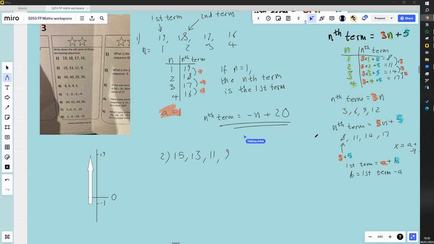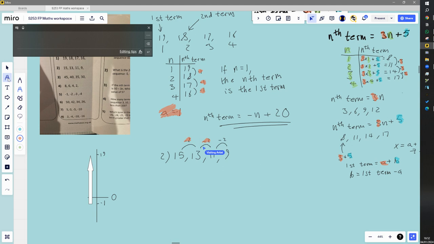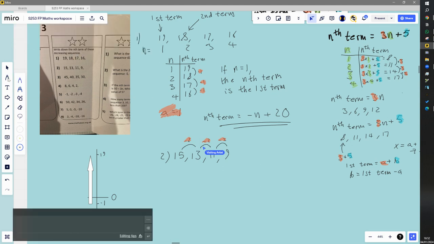Right. So what we're going to do first is find the difference between the terms, and also say whether it's going up or down. All of these are going down because it actually says so in the question. So minus 2, minus 2, minus 2. Okay, I'll pause the video again and we'll do a little bit more. So we can see that the difference is negative 2. So that's what our a value is in our second question.